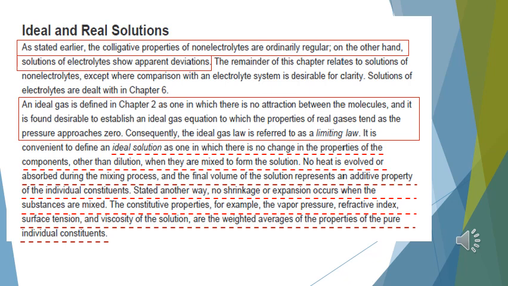And accordingly, the ideal solution can be defined as the system in which there is no change in the properties of the components, other than dilution. So when you mix the different constituents together in the solution, no heat will be evolved or absorbed during the mixing process. That's something ideal. And the final volume of the solution will be an additive property of the individual constituents. That's the definition of the ideal solution.